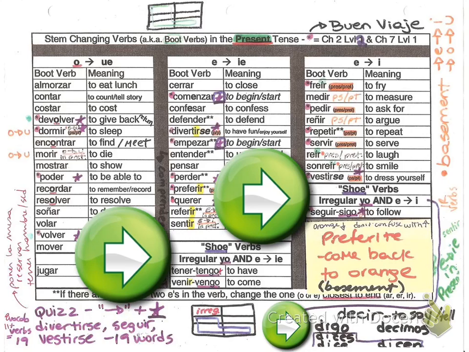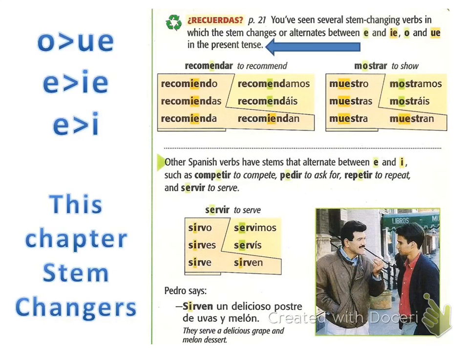Then the rest of the shoe shape there has an E to I change. At the very top of the chart, you see an example of what a boot would look like in a conjugation box. And then at the bottom of the chart, you'll see what I call a shoe verb, because it's an irregular yo form for these verbs that have something different to remember there. And then the rest inside the shoe changes in the stem.